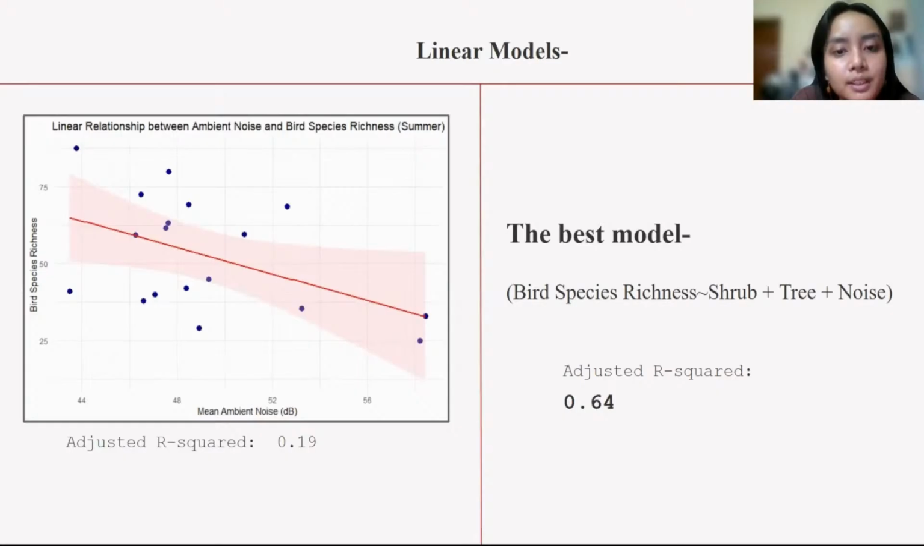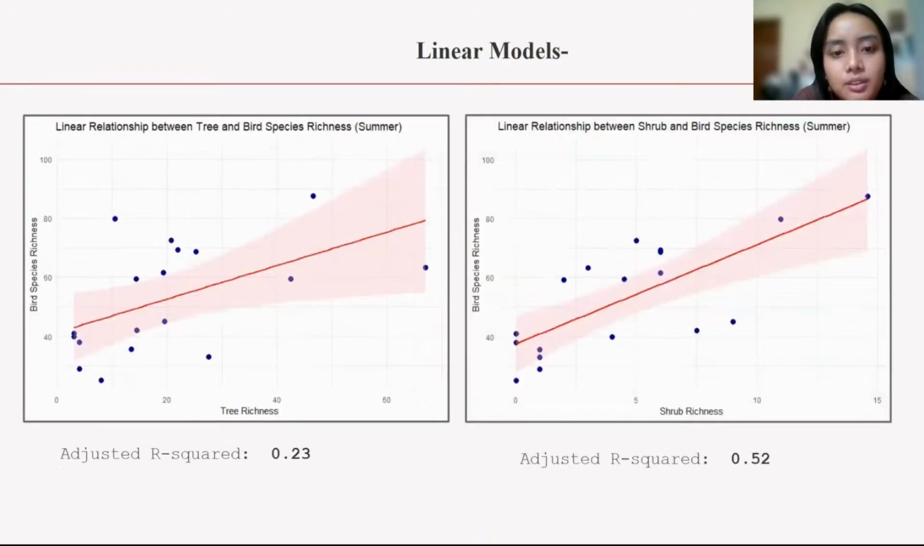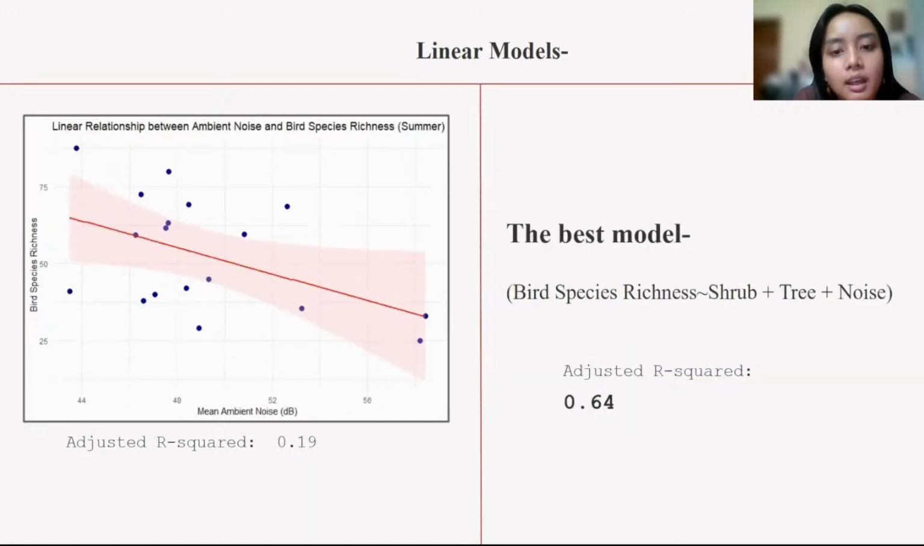So through the graphs, we can see that tree and shrub richness have a positive association with bird richness, whereas there is a negative relationship between bird richness and ambient noise.